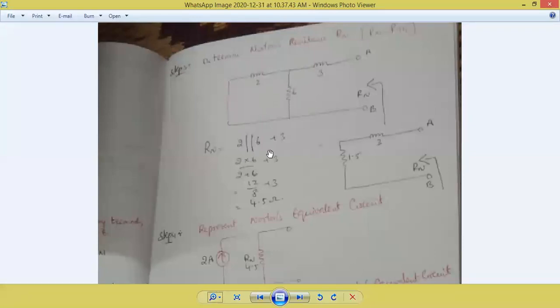Okay. 2 parallel 6. Now tell me the formula when 2 resistors are in parallel. Yesterday I gave it. Remember: 1 by R equivalent equals 1 by R1 plus 1 by R2. That is when 2 resistors are in parallel.